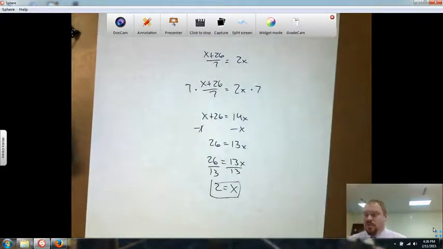So, the three properties that we have to focus on are the power rule, the product rule, and the quotient rule. And in review, here are those properties again.